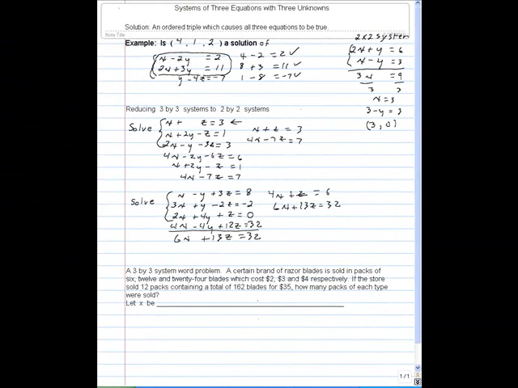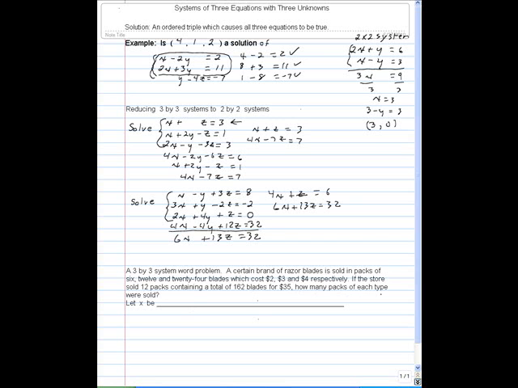It says a certain brand of razor blades is sold in packs of 6, 12, and 24 blades, which cost $2, $3, and $4 respectively. So what we're saying here is a pack of 6 blades is $2, a pack of 12 blades is $3, etc. If the store sold 12 packs containing a total of 162 blades and made $35, how many packs of each type were sold? If we're going to solve this algebraically, we need to define some variables.